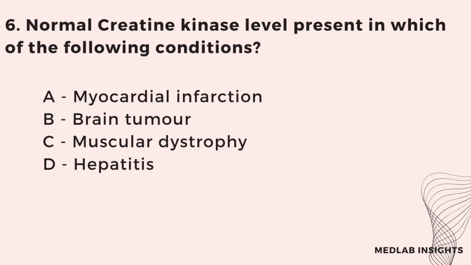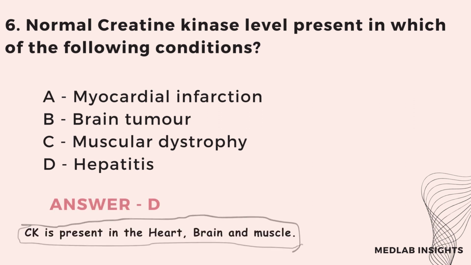Next question. Normal creatine kinase level present in which of the following conditions? Options are A, myocardial infarction, B, brain tumor, C, muscular dystrophy, D, hepatitis. The answer is option D. Hepatitis. CK isoenzymes are present in the heart, brain, and muscles. So disease associated with the liver does not affect creatine kinase levels.